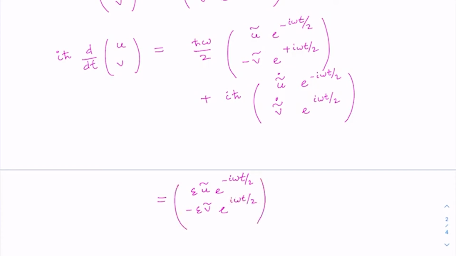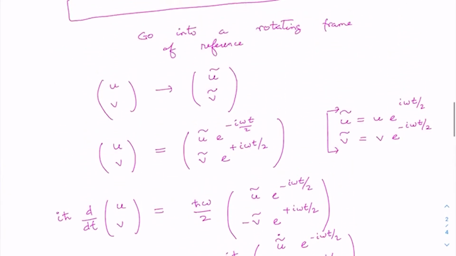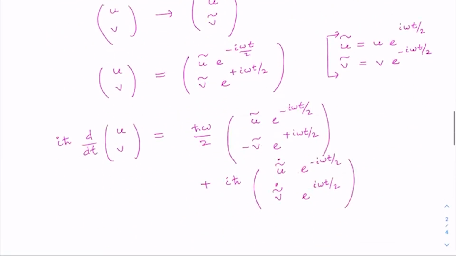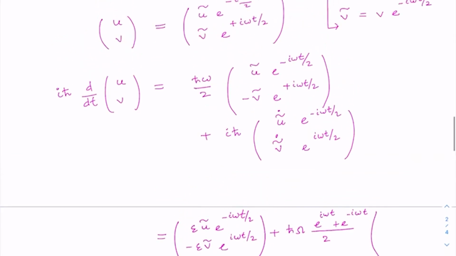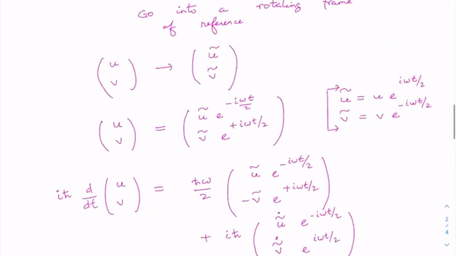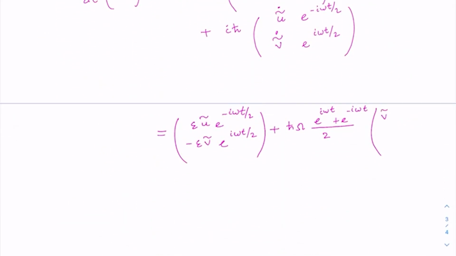Okay, this is the first term on the left hand side, and you have here h cross omega. You have this cos omega t term, which I can write as e to the power I omega t plus e to the power minus I omega t. Alright, so this is what I will have, and here I have v and u, so it would be v tilde e to the power I omega t by 2, and you have u tilde e to the power minus I omega t by 2.